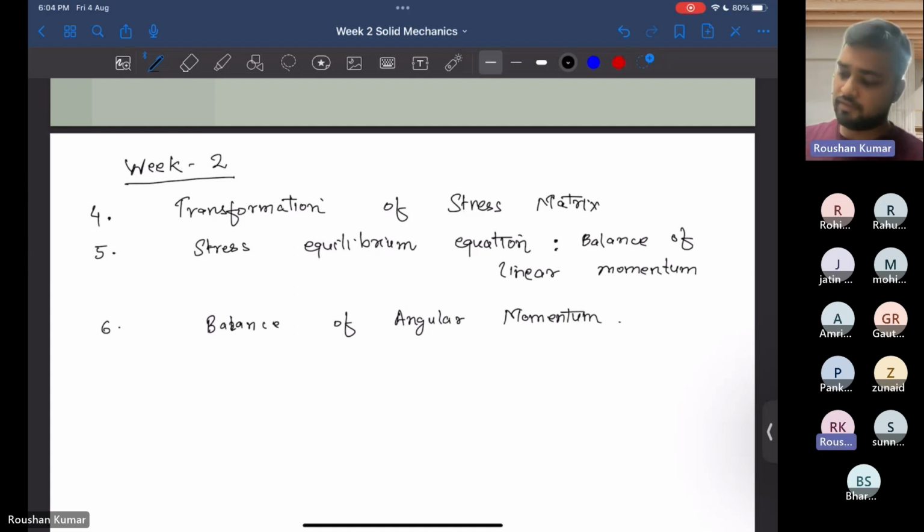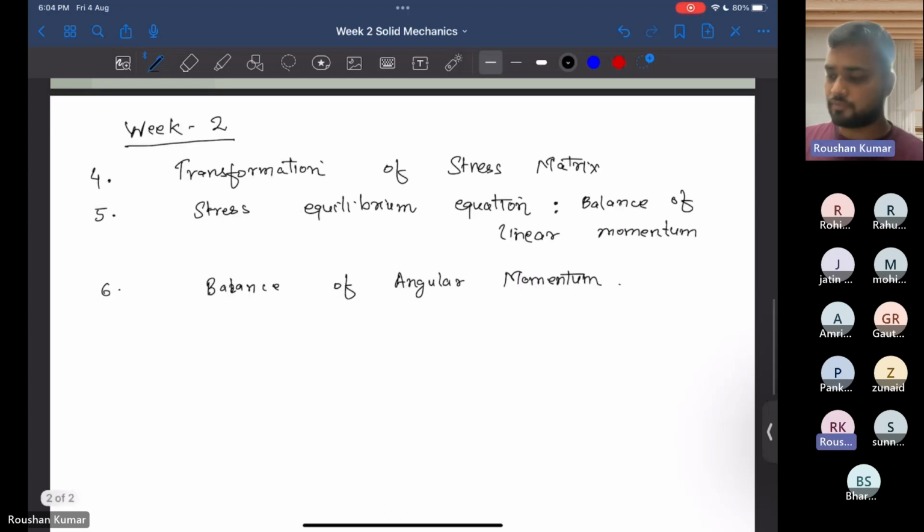So in this session, I will briefly explain some important concepts which have been taught in the lectures, and later on I will discuss and solve some problems related to these concepts. First of all, I will briefly recapitulate lecture number 4, which is based on transformation of stress matrix. So, a brief overview of lecture 4.